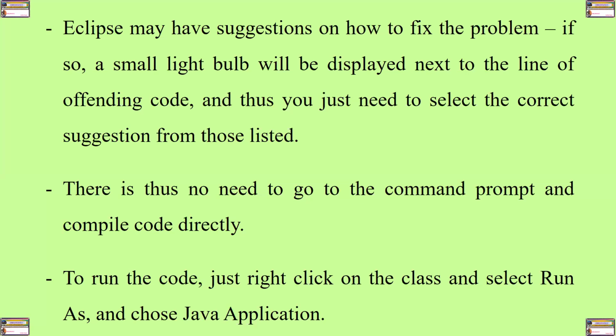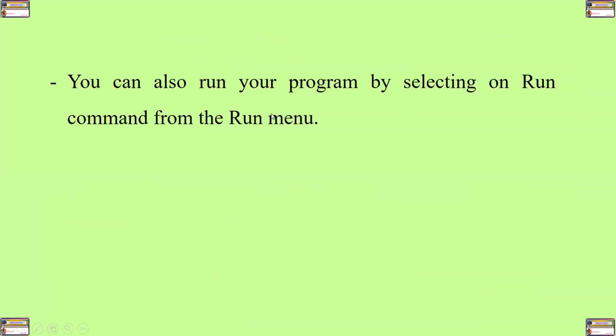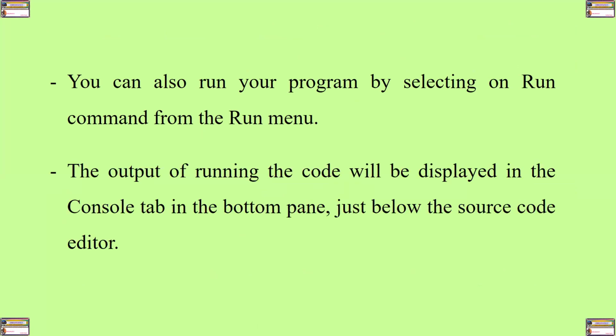Then once you have compiled your program, you proceed to run it or execute it. To run your program, you just right-click on the class, and then you select Run As and choose Java Application. You can also run your program by selecting the Run command from the Run menu, as we are going to see. The output of running the code will be displayed in the Console tab in the bottom pane, just below the source code editor.